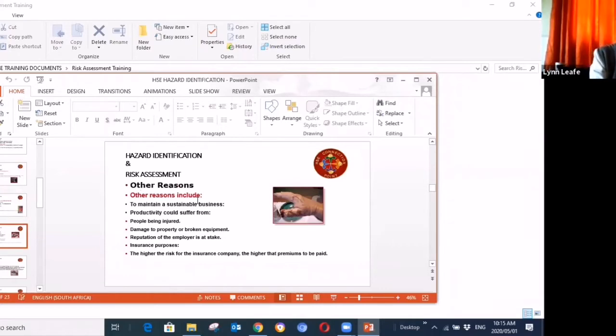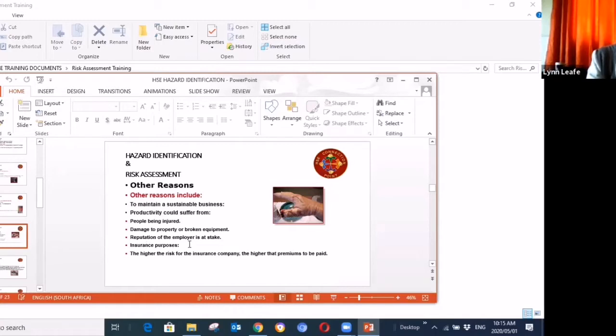Other reasons include to maintain a sustainable business. Productivity could suffer from people being injured, damage to property, or broken equipment. Reputation of the employer is at stake. Let's not forget, your reputation as a safety officer is also at stake.